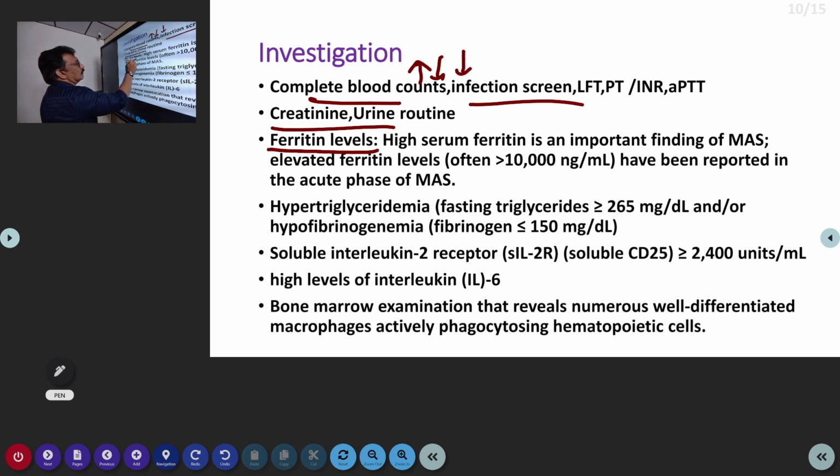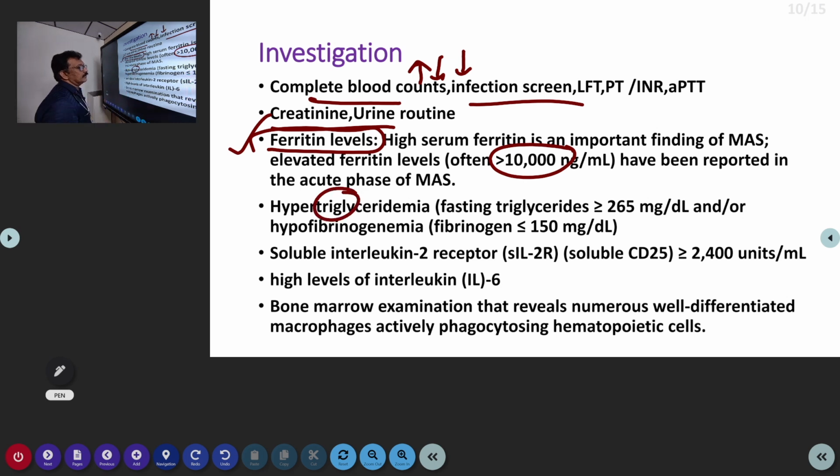Ferritin levels will be always high. Very high ferritin levels always indicate a severe inflammatory response. Ferritin is an inflammatory response marker. So more than 10,000 nanogram per ml is a classical finding in many of these macrophage activation syndromes.